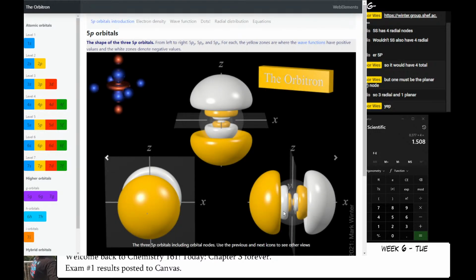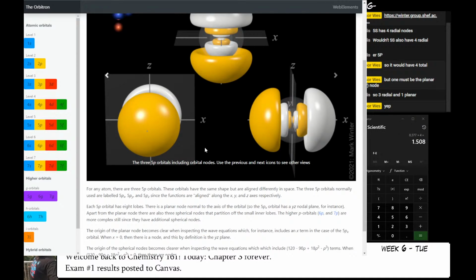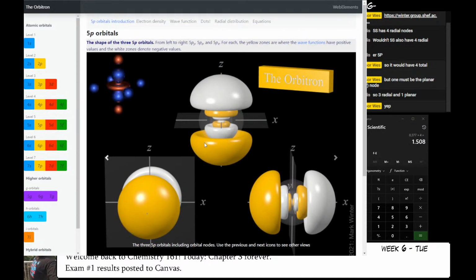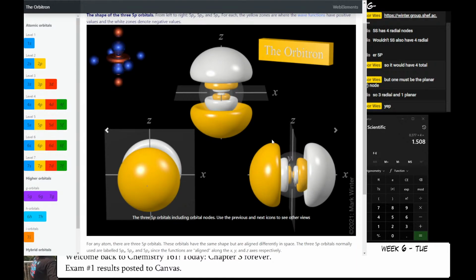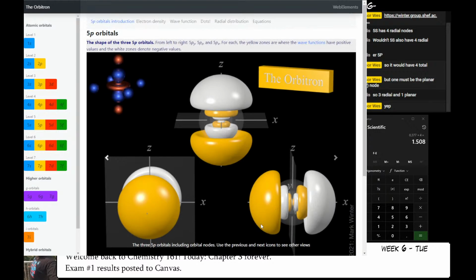And each of those regions is separated by a radial node. And then we have our planar node along the XZ axis. This is just PY, 5PY. Oh, no, I have all 3 of them here. Sorry, I was looking at the axis right here. I was looking at this one for some reason. Yeah, so this is PY, this is PZ, and PX.